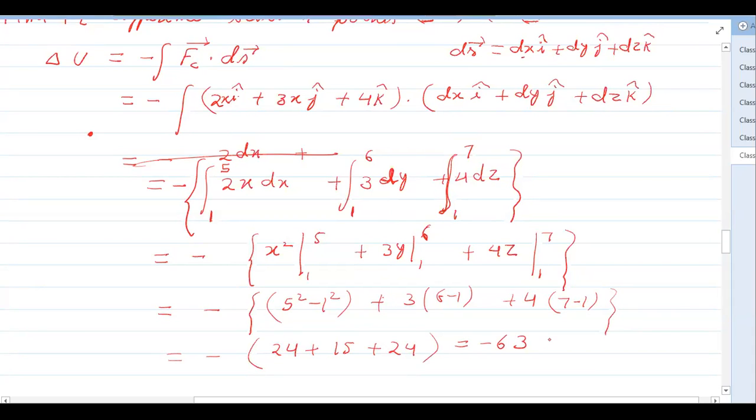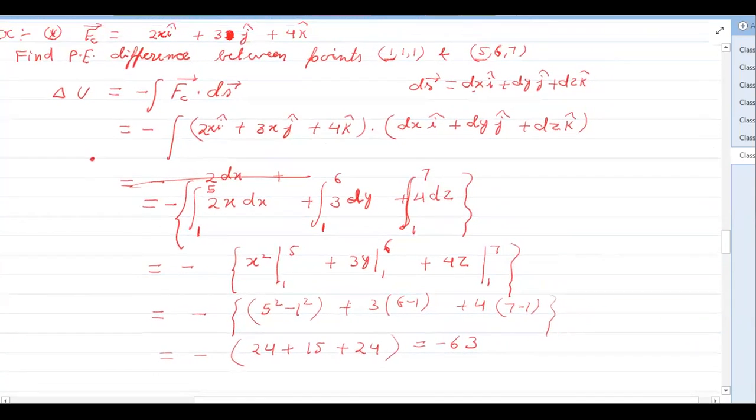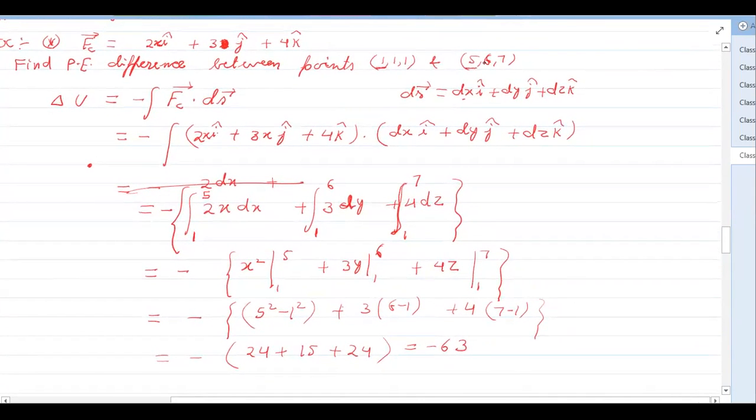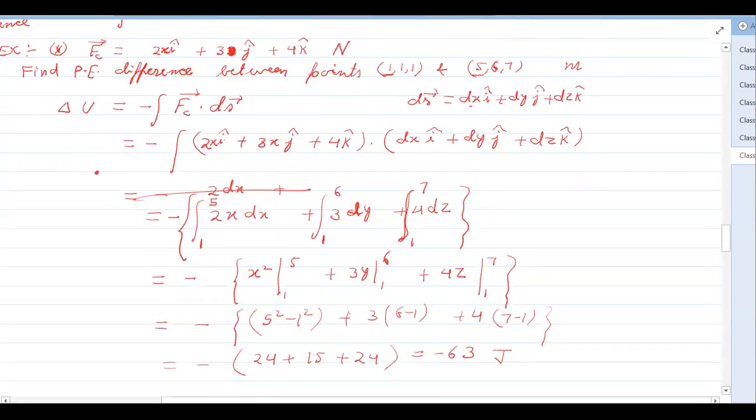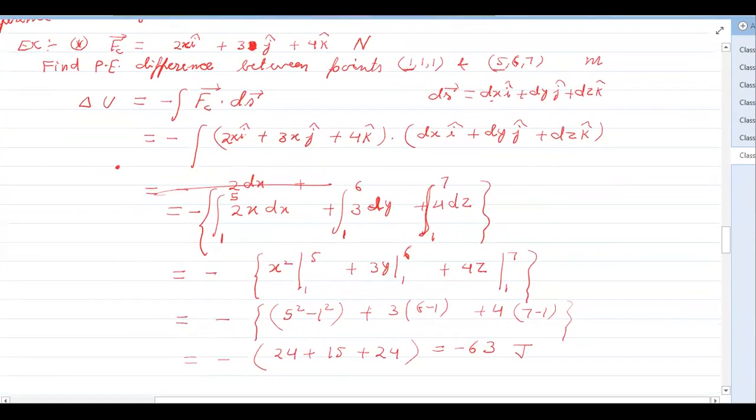So this will be the potential difference. I have not written units here, but if you take force in Newton and distance in meters, then the answer will be in joule. So in this way, we find the potential difference between different points, with the help of integration.